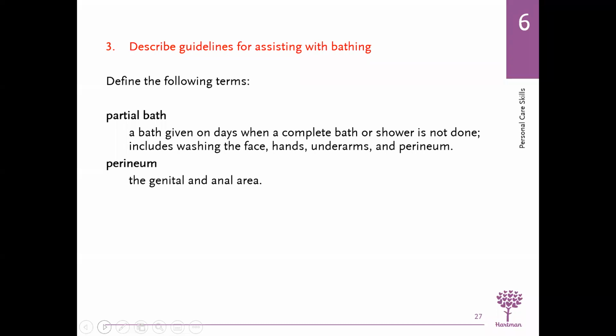The bed bath is an excellent time for moving arms and legs. It increases circulation. It also gives the nursing assistant an opportunity to fully observe the resident's skin. Residents may have a bath in bed, or they may take a shower, or they could have a tub bath. They may have something called a partial bath, which is a bath given on days when a complete bed bath or tub bath or shower is not done. This includes washing the face, the hands, the underarms, and the perineum. What is the perineum? The perineum is the genital or the anal or rectal area.